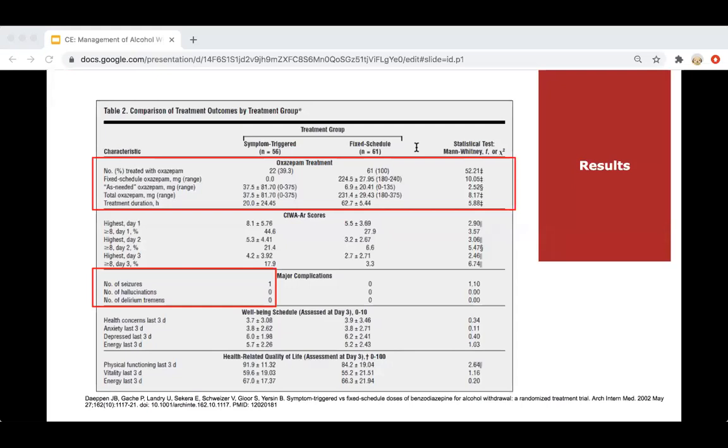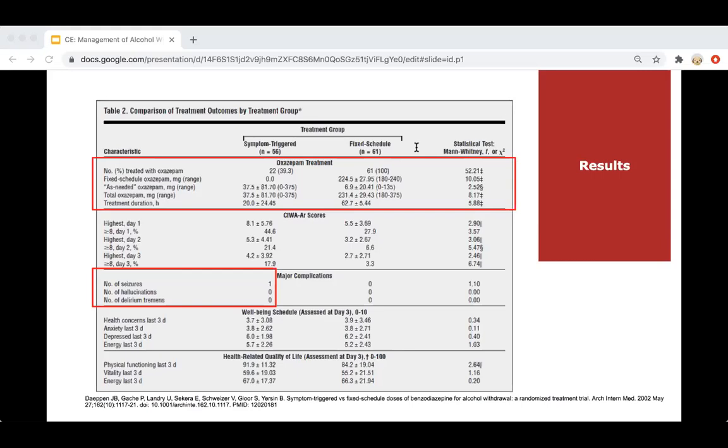This study found that symptom-triggered patients saw a significant reduction in the duration and quantity of oxazepam used during alcohol withdrawal. It was about 6 times less oxazepam than the fixed dose group. They also saw that the symptom-triggered group had a shorter duration of treatment. They did have higher CWAS scores, which is to be expected, because if we're giving the fixed dose people doses every 6 hours, we're kind of covering the symptoms before they're occurring.